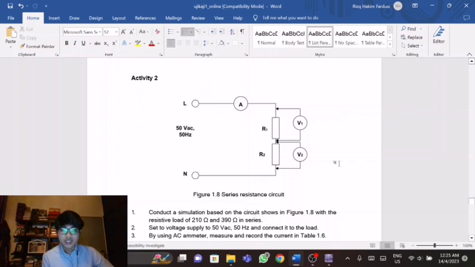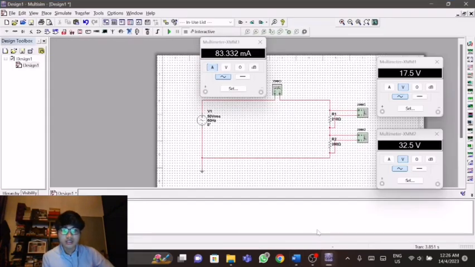Okay, today I'm going to present activity 2 in my lab 1. So I will do the simulation for the series resistance circuit. So this is the series resistance circuit. As we know, the current in this circuit is the same, only the voltage is different. But it is the opposite for the parallel circuit, where the ammeter reading is different but the voltage is the same. So this is the circuit for activity 2.